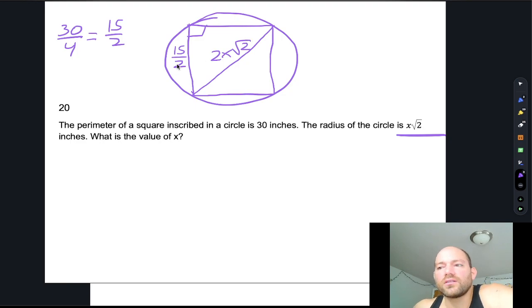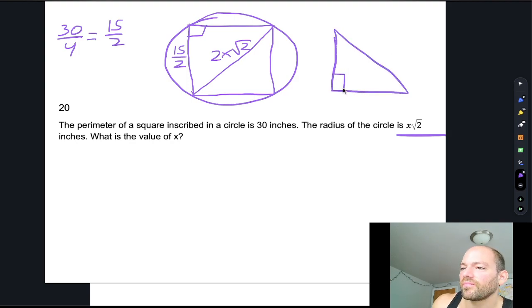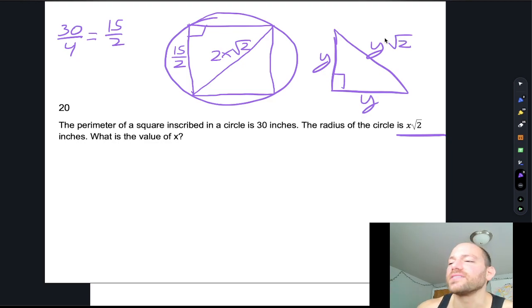Now, do you know how 45, 45, 90s work? It's like x root 2. Oh, I shouldn't use x because they're using x. I don't want to be confusing over here. I think this is often said with s anyway, but I don't like drawing s's because they look like 5s. I'm going to call it y just for this. Y root 2. That's how the sides of a 45, 45, 90 work, right?